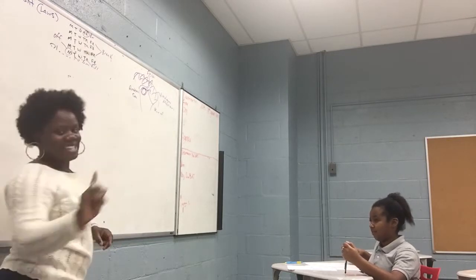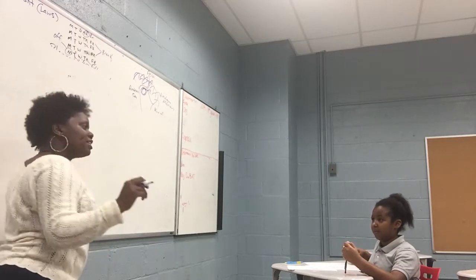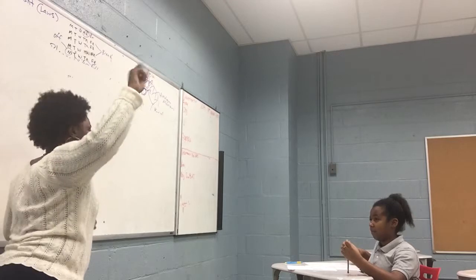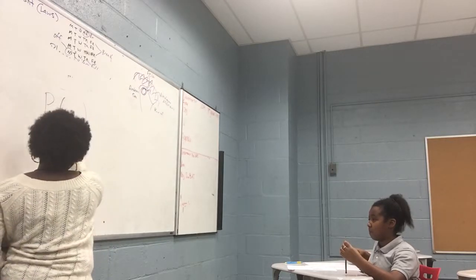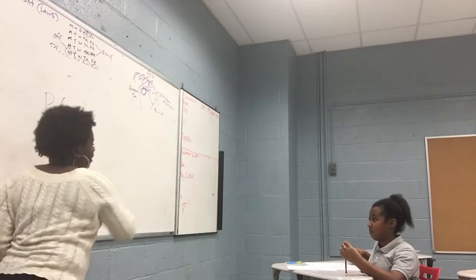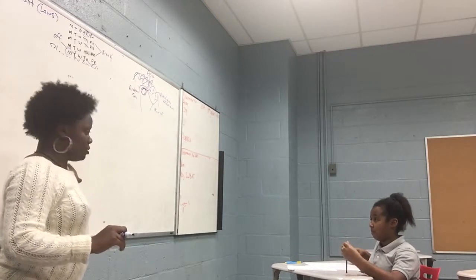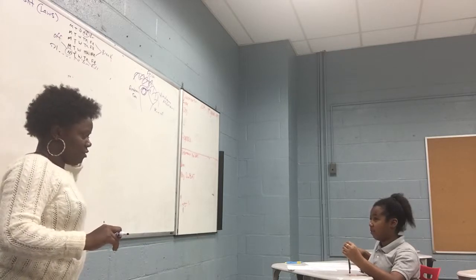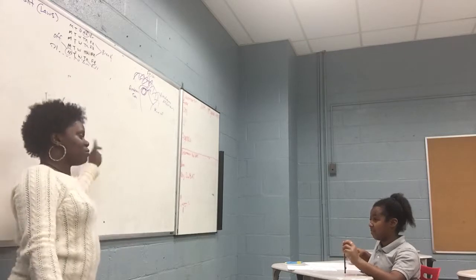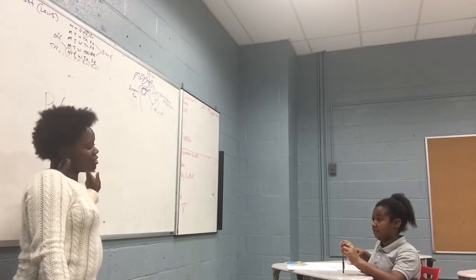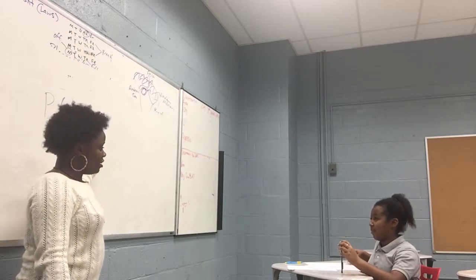No, she doesn't know what exponents are, but that's okay. Exponents are basically numbers that are raised to a power of another number. To make it simple, say 5 squared. Do you know what 5 squared is? No. So 5 squared means 5 times 5. So what would 5 times 5 be? 25. So 5 squared would be 25.